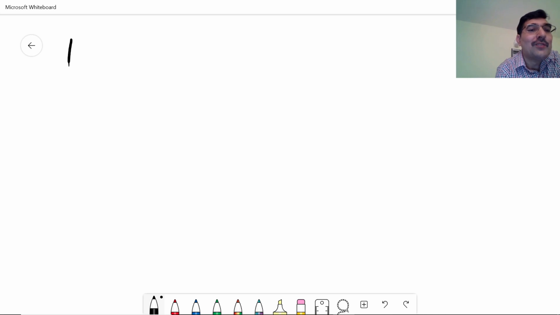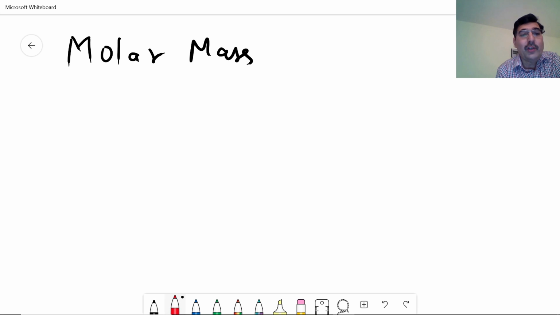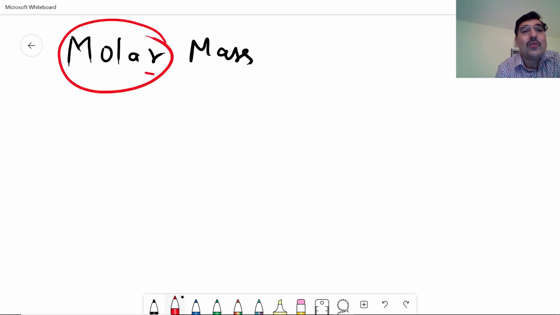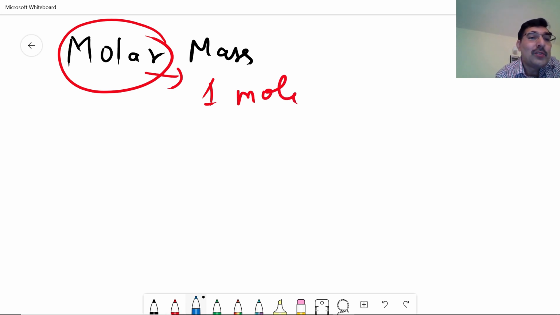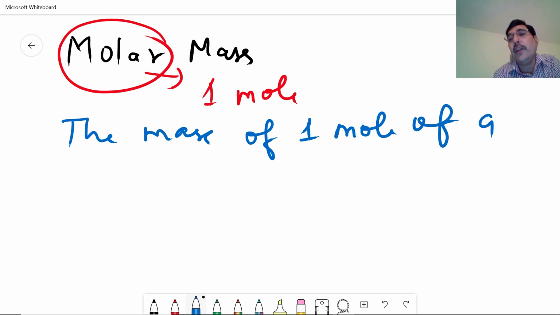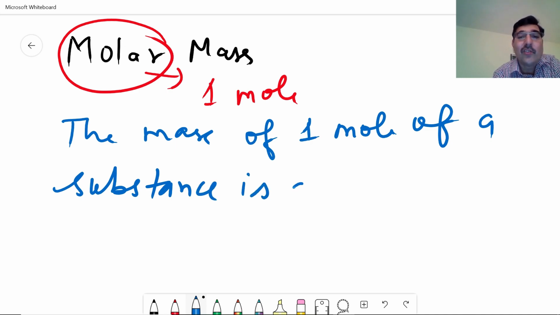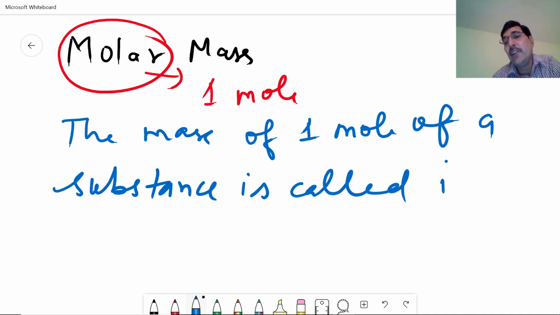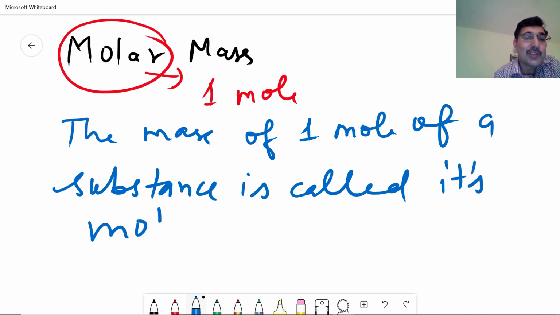What is molar mass? If we look into this word molar, molar means something related with 1 mole. So what is molar mass? The mass of 1 mole of a substance is called its molar mass.